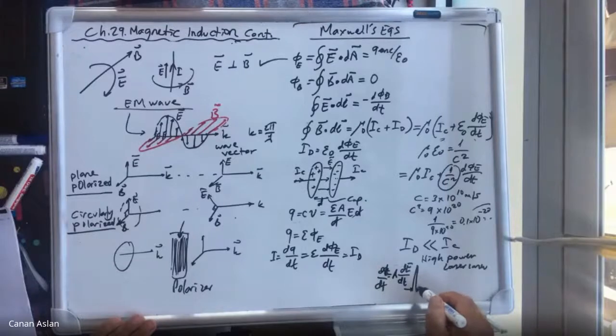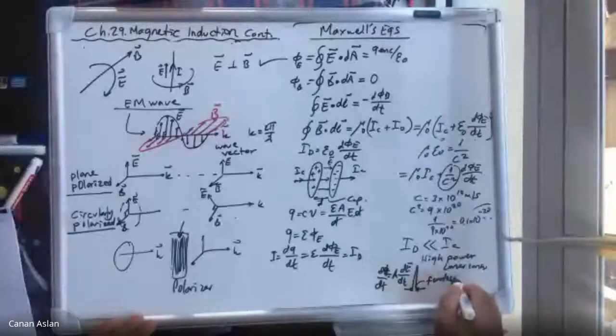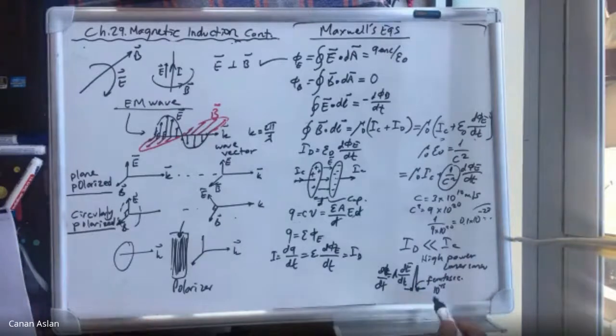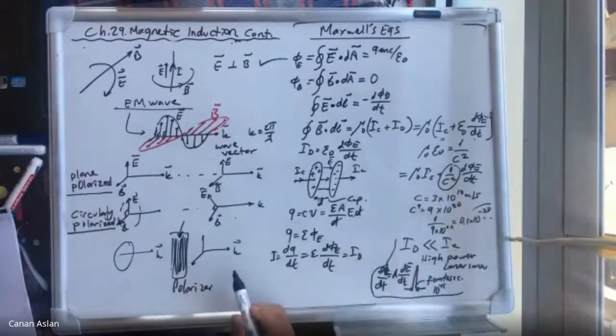Now for some laser pulses, this delta t is on the order of a femtosecond, which is on the order of 10 to the minus 15 seconds. So if you have a fraction of a femtosecond laser and you hit a surface, a big amount of current can be created, but not with the regular lasers that we have. It has to be a very short laser, like femtosecond lasers. In this case, displacement current should be included in the evaluation.